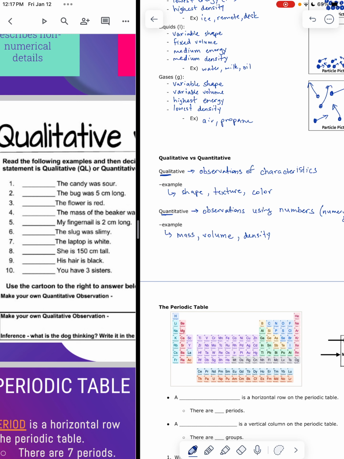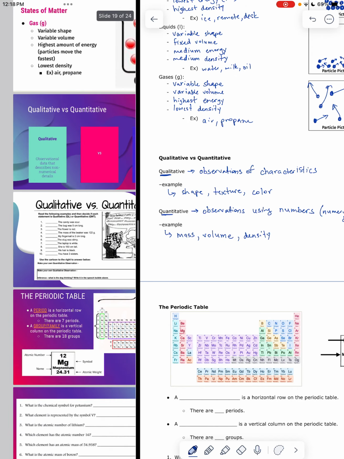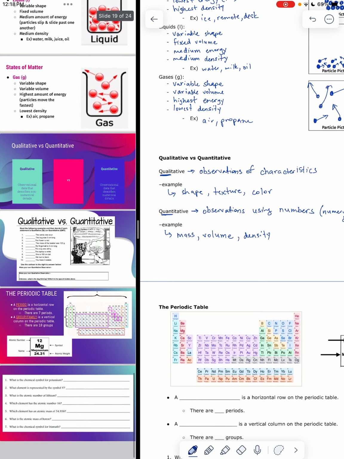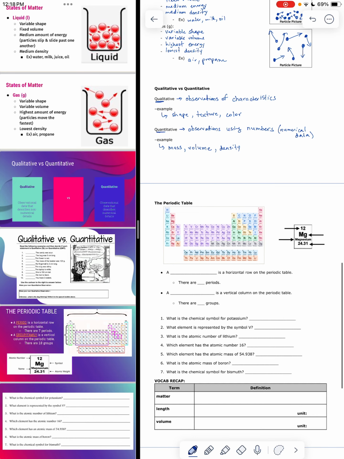It's pretty straightforward. Again, if you don't see a number, it's qualitative. If you see a number that you can identify, it is quantitative. All right. And then where we will stop here is the periodic table itself. Now, we're going to get into a whole unit with the periodic table coming up. It's going to talk a little bit more about how these things are organized, but for now, we at least want to be able to read our periodic table.